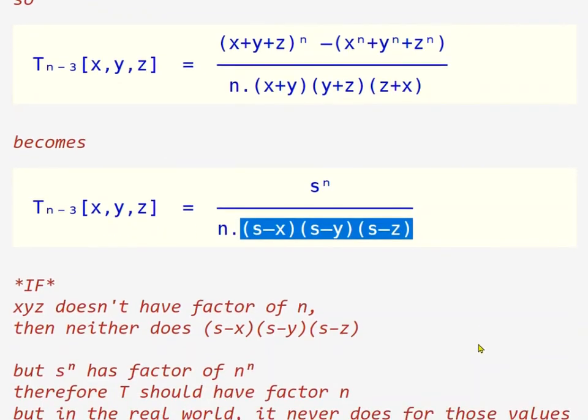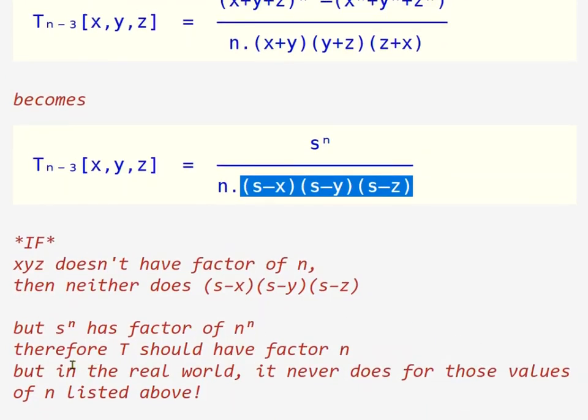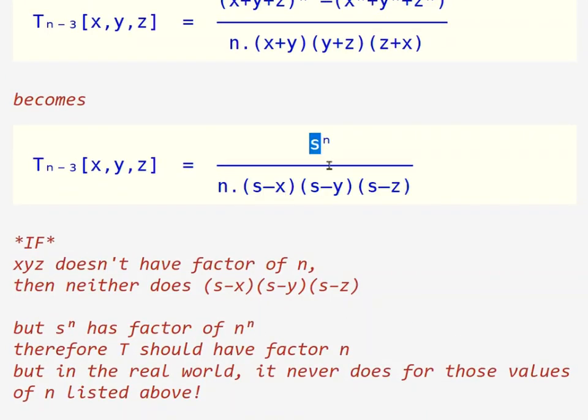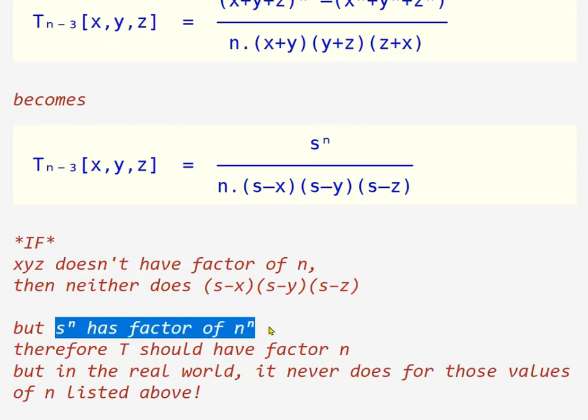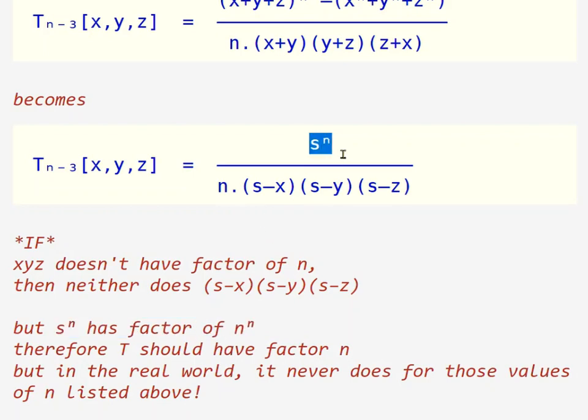Now what does this tell us? S has a factor of n, so s power n will have a factor of n to the power n. So n to the power n divided by n, clearly this leaves many factors of n. There should be many factors of n in here. If this exists on flat Earth, there would be factors of n in the T-Tricer. But in the real world, it never does, for those values of n listed above.